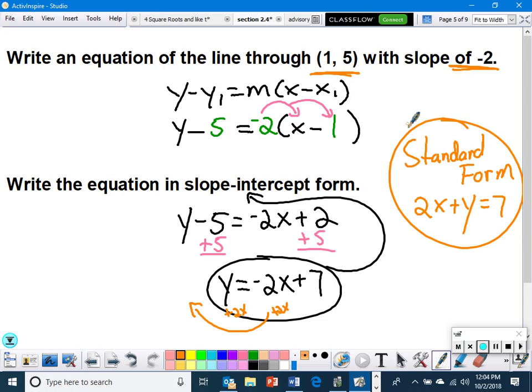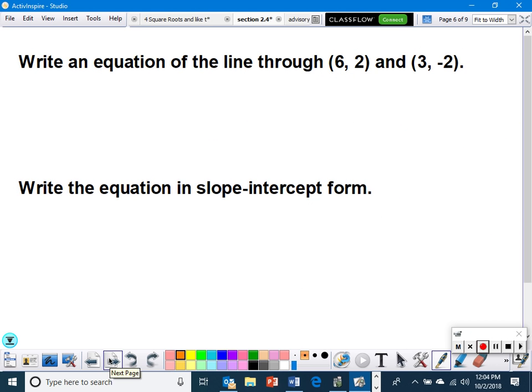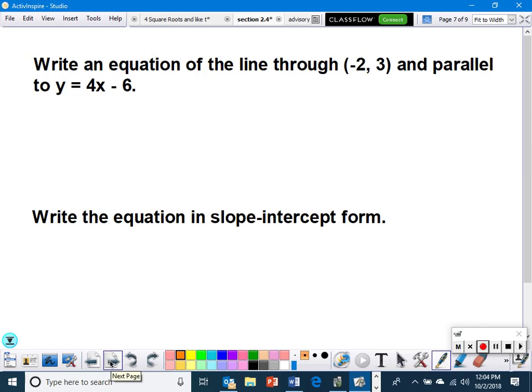Okay, I'm going to skip the next example. I've got two more examples to talk about. We need to go into parallel lines again and perpendicular lines using this. All right, so I'm going to skip this one. Okay, skipping, and let's go to this one.